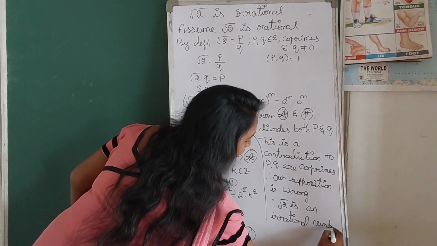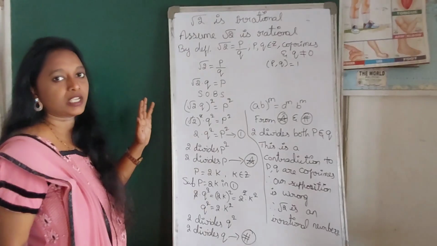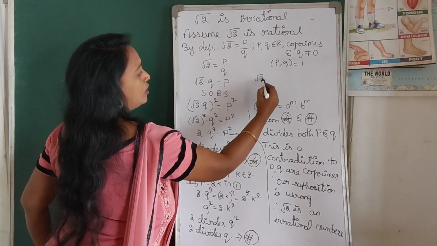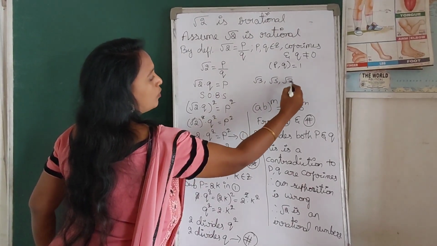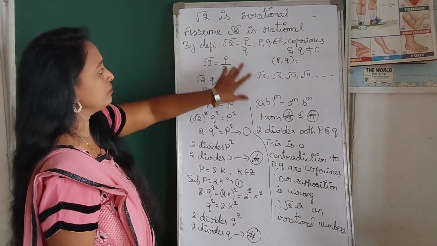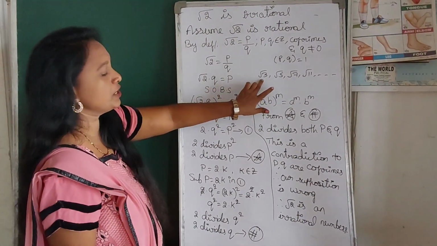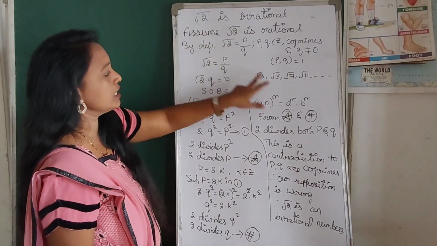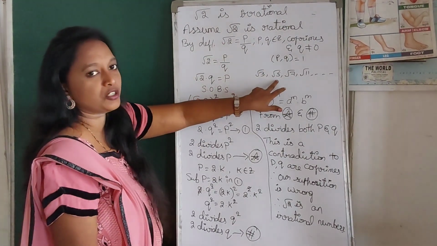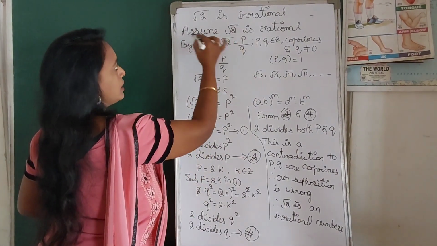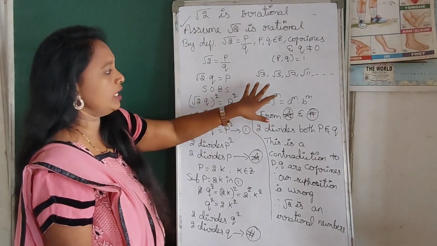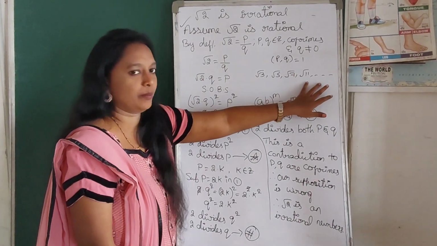My dear students, if you learn this one problem, you can solve all the problems in this model. Suppose they ask you to prove root 3, root 5, root 7, root 11, root 13, all these numbers are irrational, then simply in place of 2, you substitute 3. If they ask you to prove root 5, then in place of 2, you simply substitute 5. So, if you learn this simple 8 marks problem, then you can solve any problem of this type.